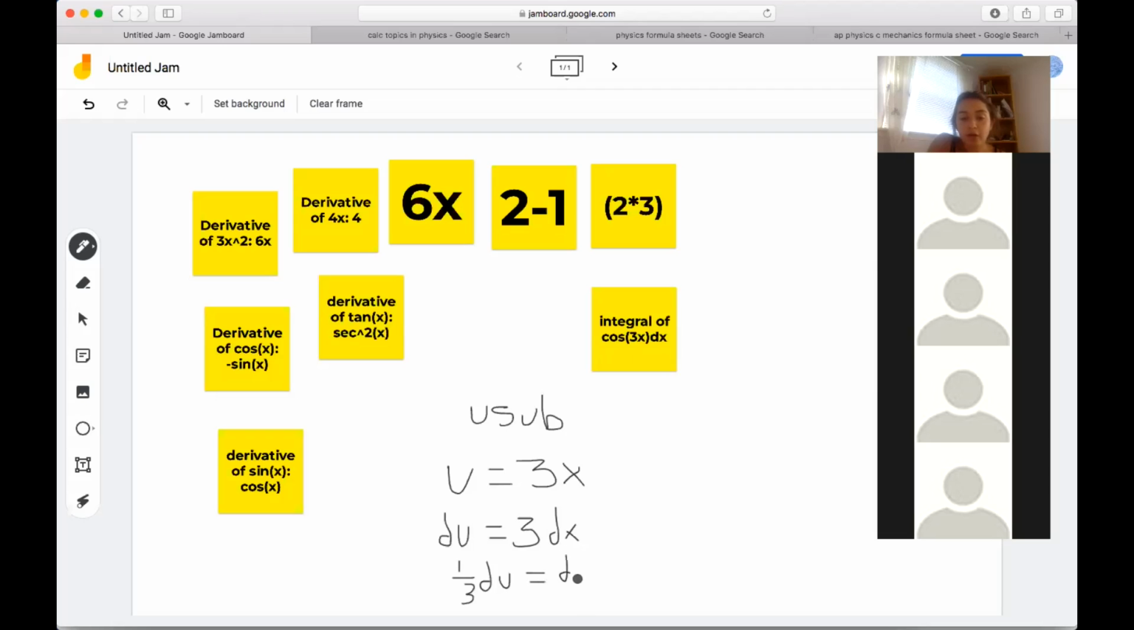Now we have all our parts. We have the dx here and the 3x inside. That covers every component of this except the cosine of x. So now we can take the integral. So we do the integral of cosine of 3x dx.